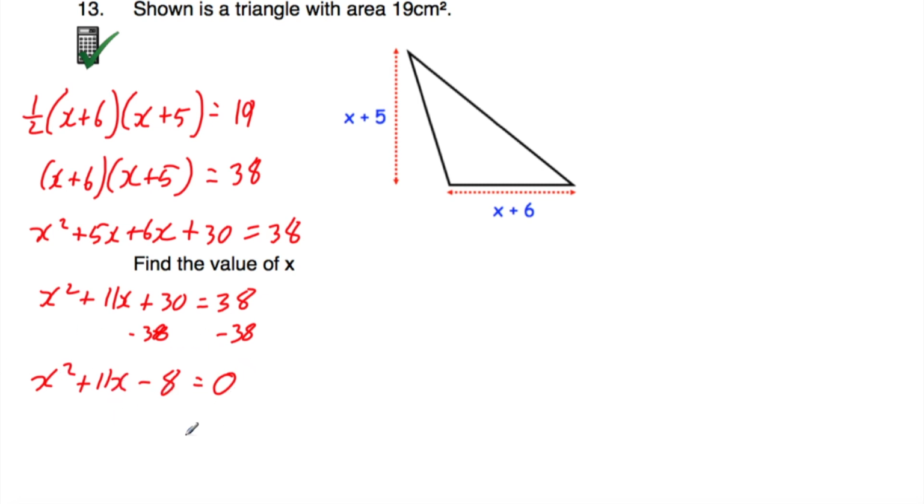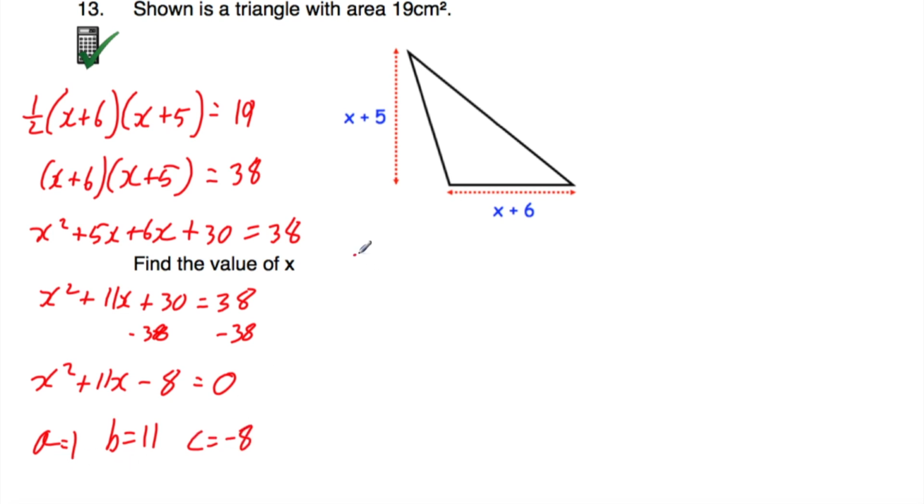So now we just need to solve this, and I'm guessing, again, because this worksheet's on the quadratic formula, we're going to be using the quadratic formula. You could try and factorize, it probably won't factorize. You could use completing the square, but in this case I'm going to use the quadratic formula. So a is equal to 1, b is equal to 11, and c would be minus 8, so c is equal to minus 8. So let's substitute those values into the quadratic formula.